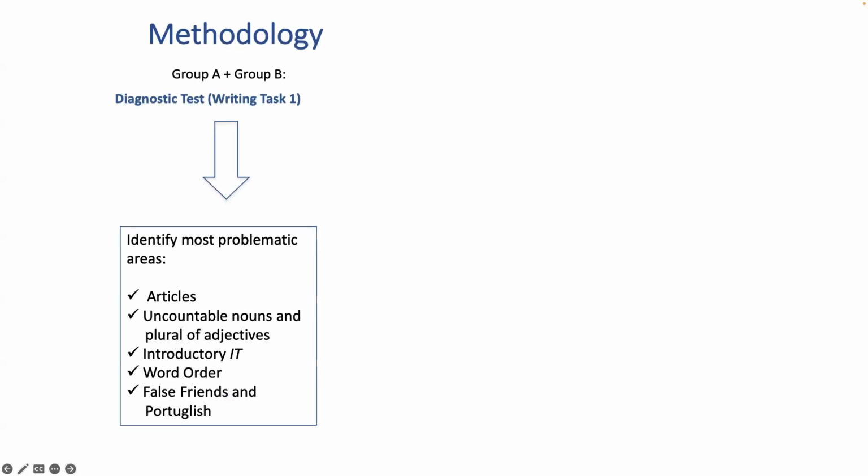So the study presents the findings of a 6-week longitudinal research by means of a pre-test, post-test design. The assessment involved a diagnostic test, which was given to both classes. And then we identified the main categories to target in classes and for the purpose of this study. And these were articles, uncountable nouns and plural of adjectives, introductory it, word order, plus false friends and Portuguese. This is a term that we have adopted for a long time at our university to refer to false friend mistakes.